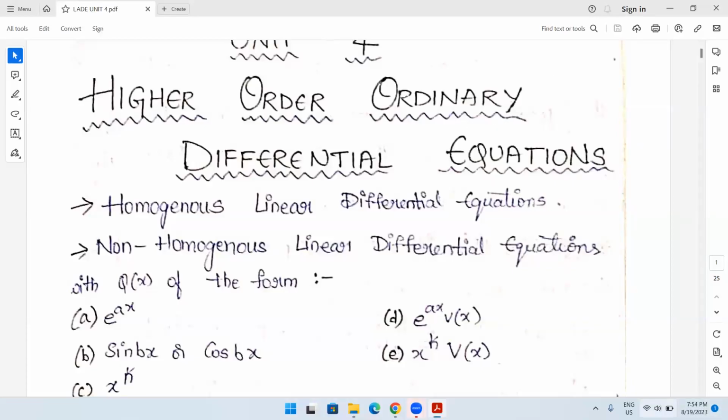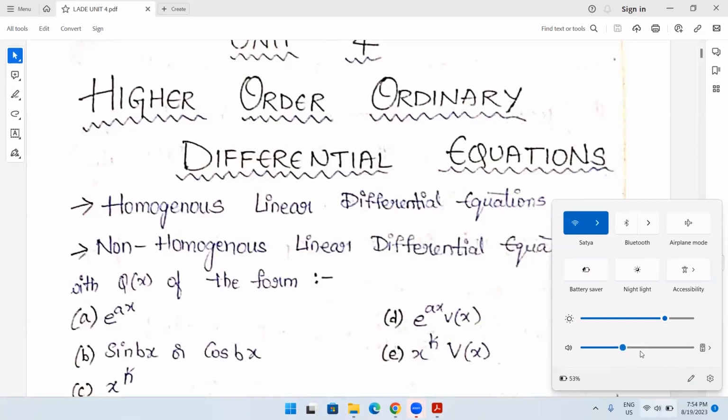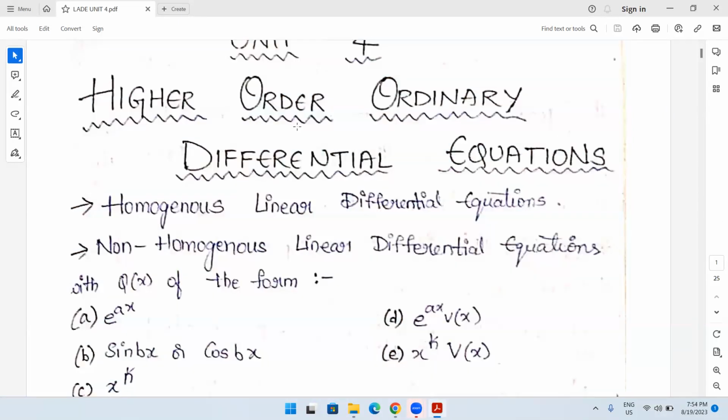Hello students, in this video we are going to see higher order ordinary differential equations. So what is higher order? If a differential equation has order 2 or more, that is, more than one order, it is called higher order. A differential equation of order 2, order 3, order 4, so 2 and above, all these differential equations are called higher order ordinary differential equations.